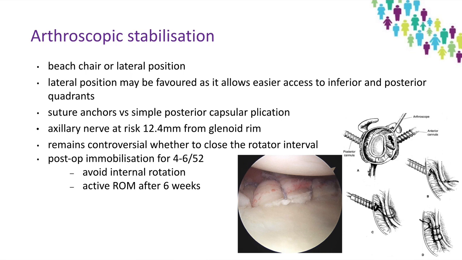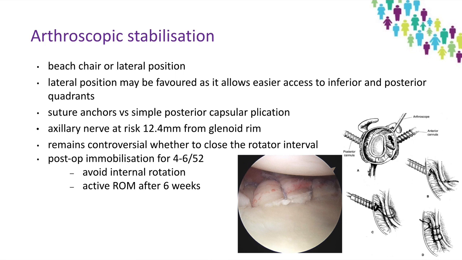Just a bit more detail about the arthroscopic stabilization. It can be done in beach chair or a lateral position. The lateral position may be favoured by some surgeons as it allows easier access to the inferior and posterior quadrants. You can do a simple posterior capsular plication with sutures or a labral repair with suture anchors.